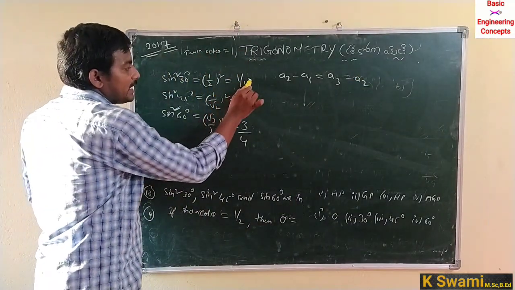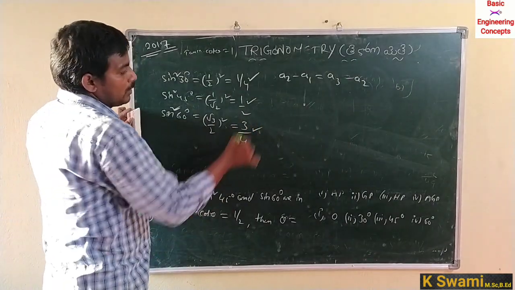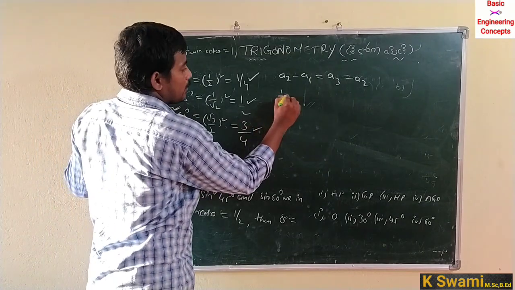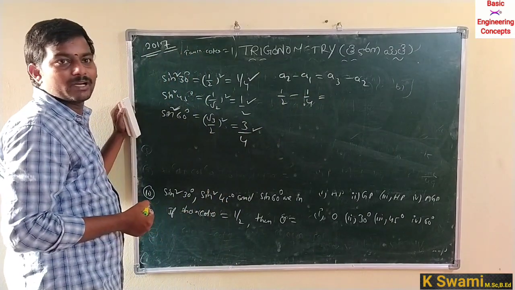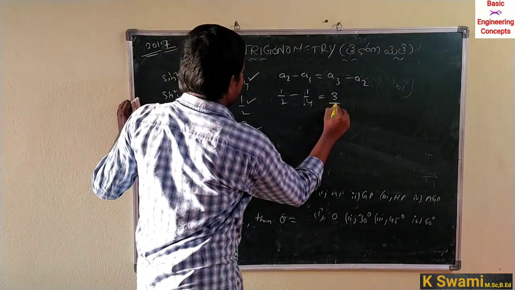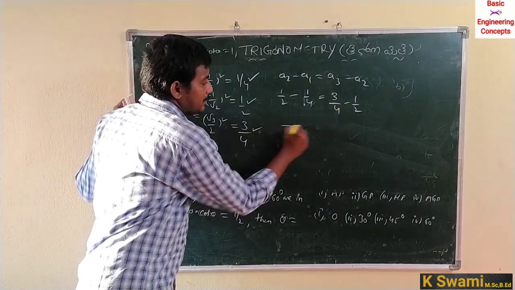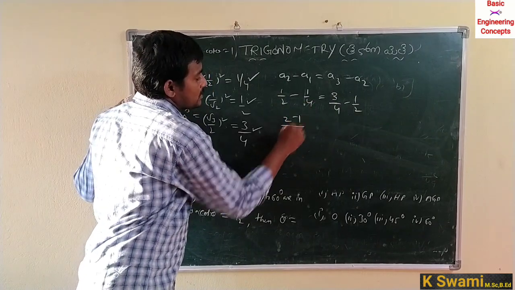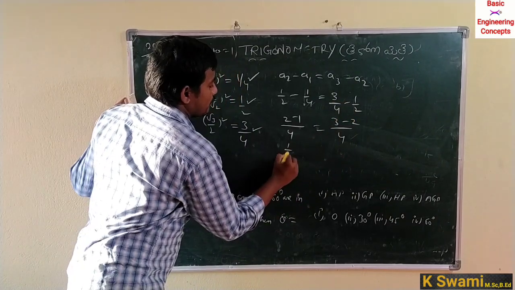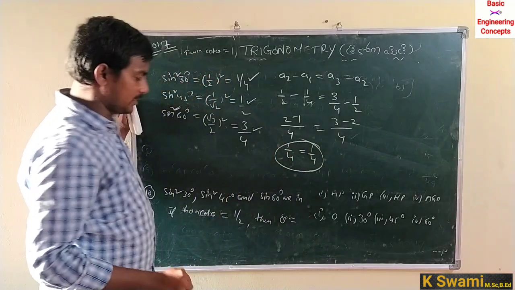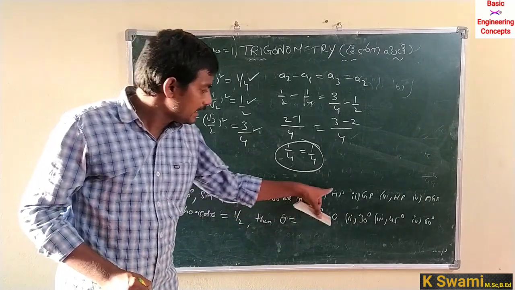Here a1 is 1 by 4, a2 is 1 by 2, and a3 is 3 by 4. Substituting, second element minus first element, 1 by 2 minus 1 by 4, is equal to third element minus second element, 3 by 4 minus 1 by 2. With LCM 4, 2 minus 1 is 1 by 4 and 3 minus 2 is 1 by 4. So 1 by 4 is the common difference. So sin square 30, sin square 45 and sin square 60 are in AP.